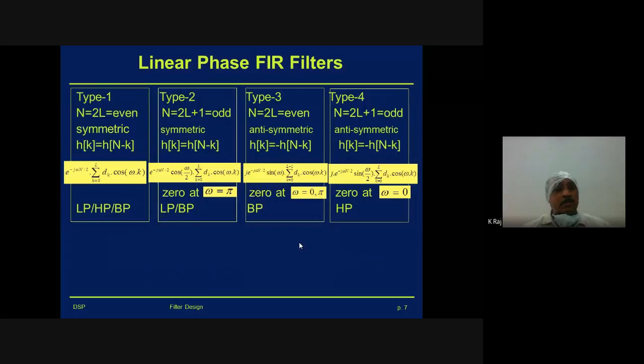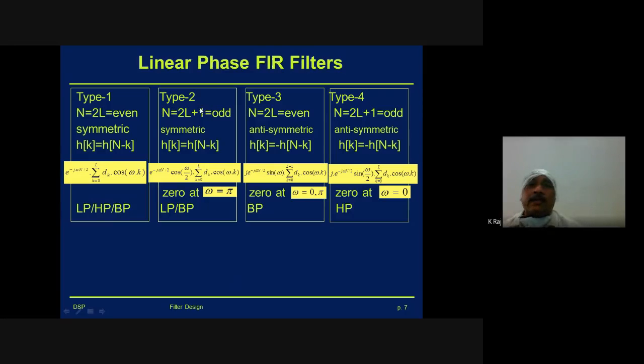Now if we discuss the symmetry and the linear phase conditions, we'll find that the order n may be even or odd, and at the same time the symmetry may be symmetric or anti-symmetric. So if the order of the filter is even and it is symmetric, then it is named the type 1 linear phase FIR filter. And in this case, the specialty is that hk will be equal to h of n minus k, and the filter's response H of omega will be represented by this equation, that is e to power minus j omega n by 2 multiplied by the summation, k equal to 0 to n, of dk cos omega k. And this is suitable to design the low pass filter, high pass filter, and band pass filter.